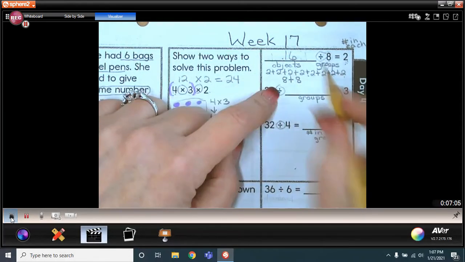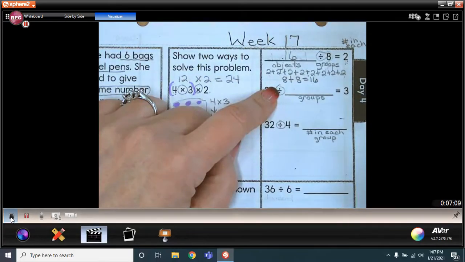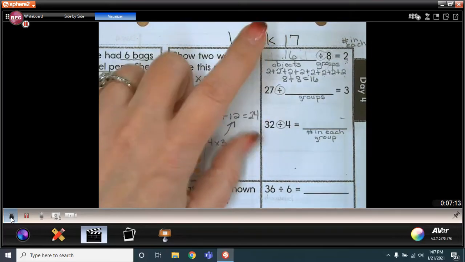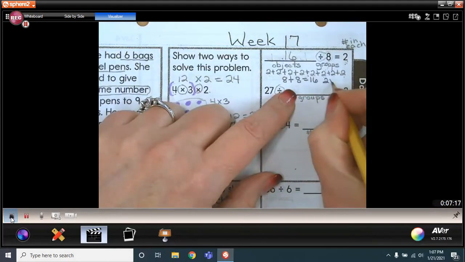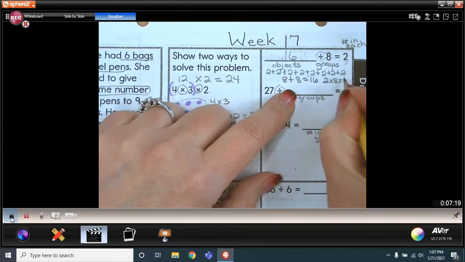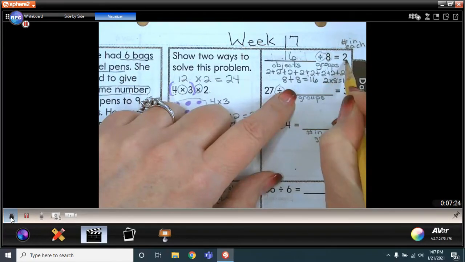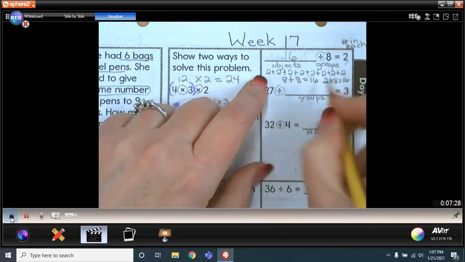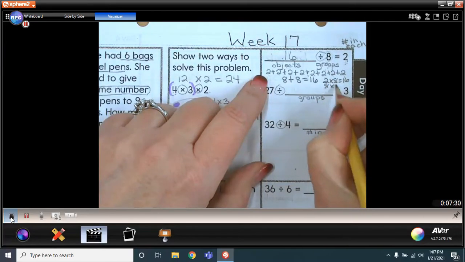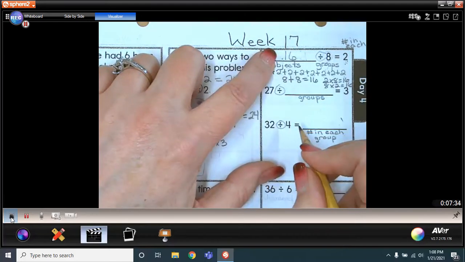8 plus 8 is still going to give me that 16. So remember, to check your division, you can use multiplication. So 2 times 8 is 16, which is what I did here. I multiplied 8 times 2, or I can multiply 2 times 8. 8 times 2 or 2 times 8 is going to give me this total right here.